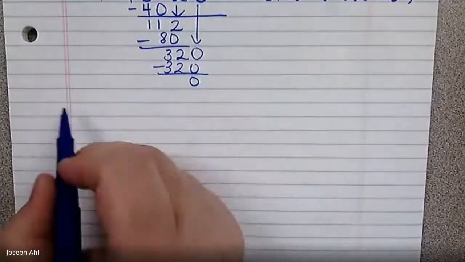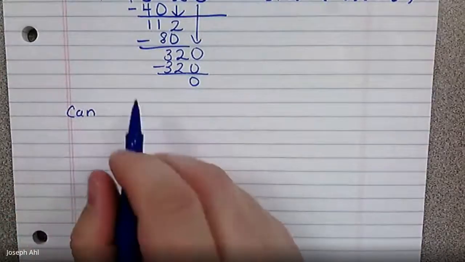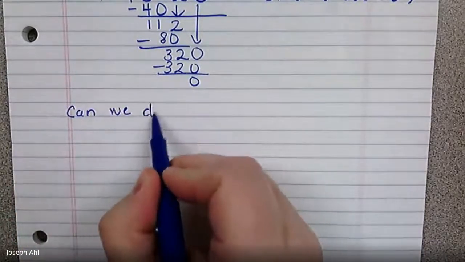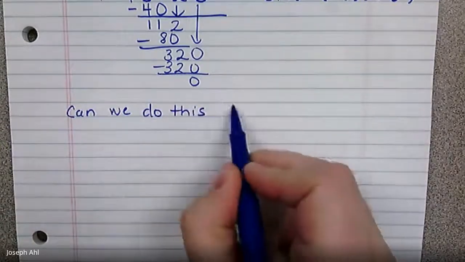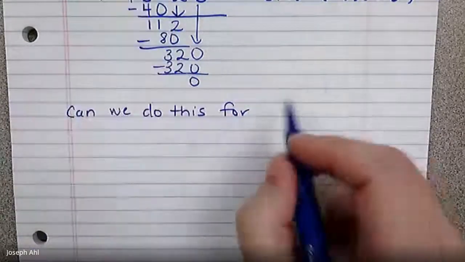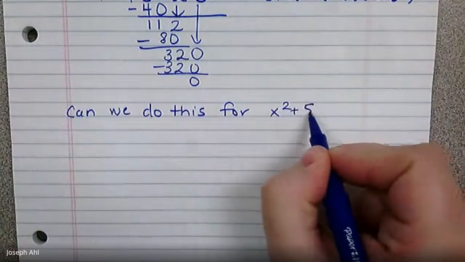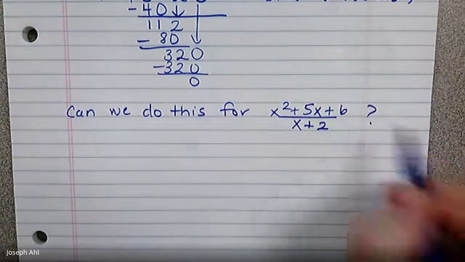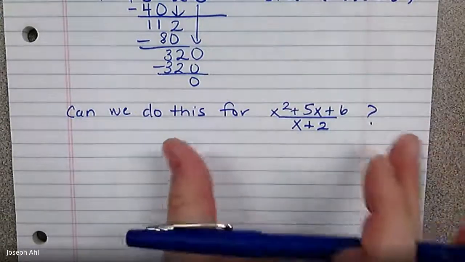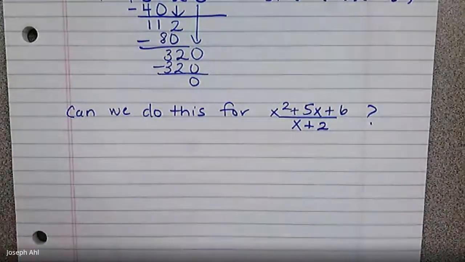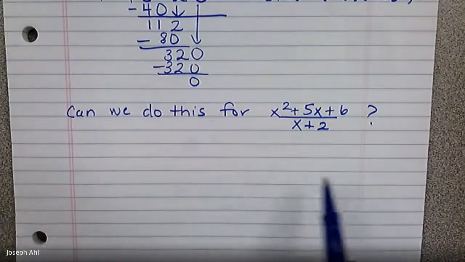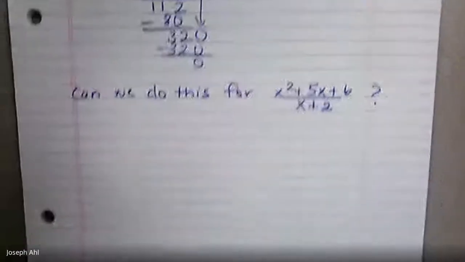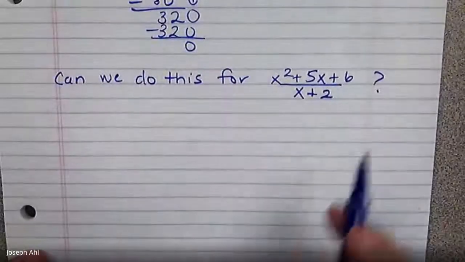So I guess the question becomes, can we do this for polynomials? Can we do this for the example that I wrote up above, which is x squared plus 5x plus 6 divided by x plus 2? And the answer is, well, I better hope we can, because that's the only way we're going to find roots of eventually some higher order, some larger degree polynomials. So let me show you what this process looks like if you've never seen long division of polynomials before.